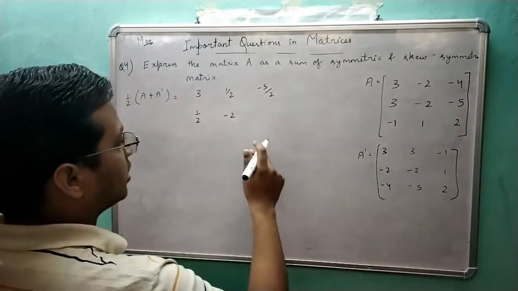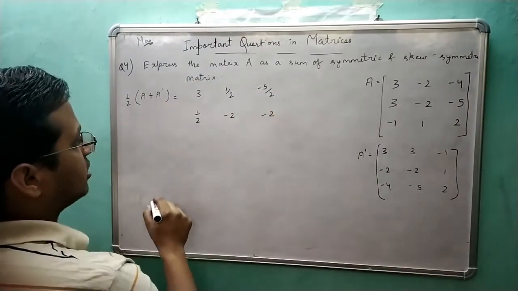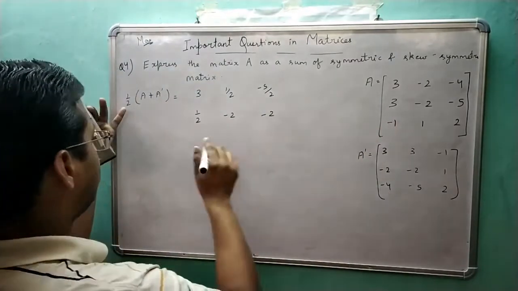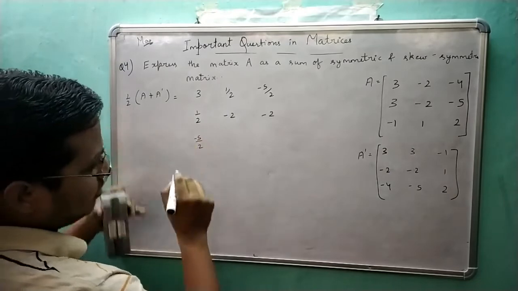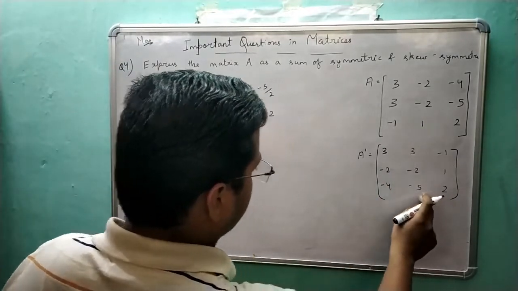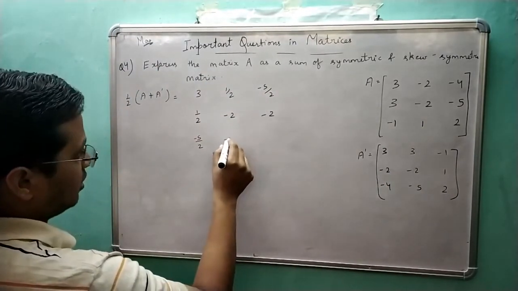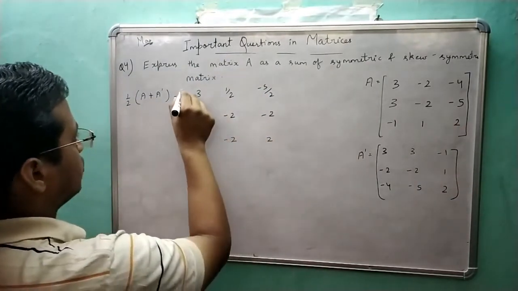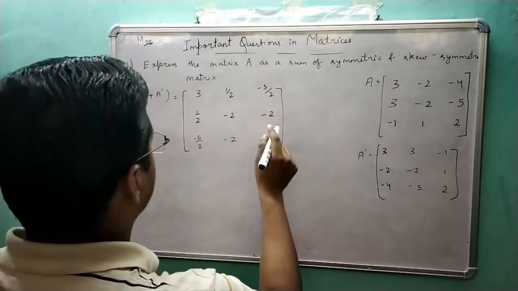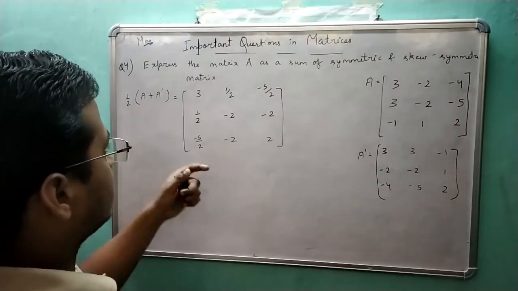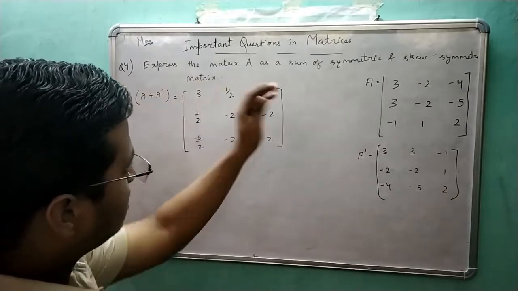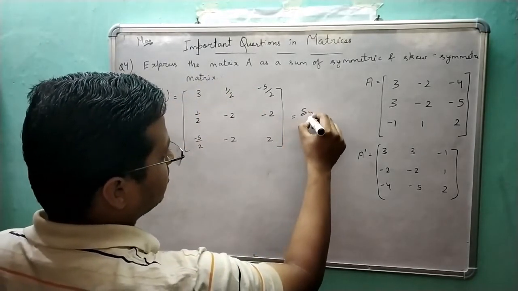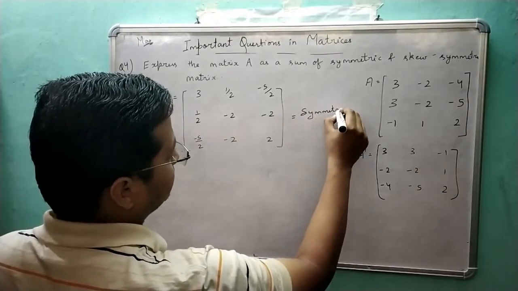Minus 5 plus 1 is minus 4, so this is minus 2. Minus 1 minus 4 is minus 5, and its half is minus 5 by 2. 1 minus 5 is minus 4, divided by 2 is minus 2. 2 plus 2, 4, divided by 2 is 2. So this is the symmetric matrix. As you can see, if you find its transpose, we will get the same matrix only. So this is the symmetric part of A.